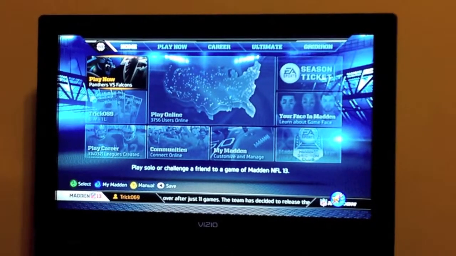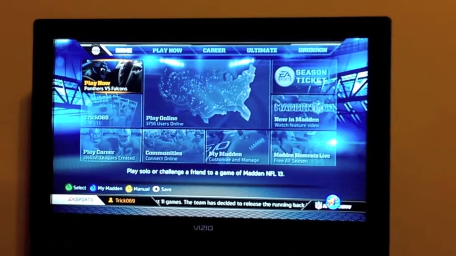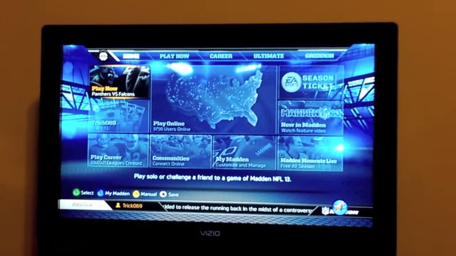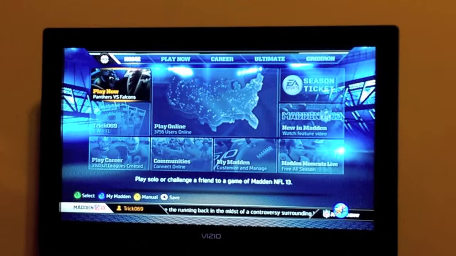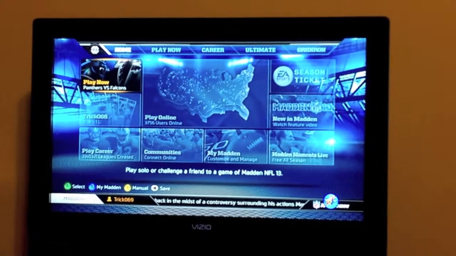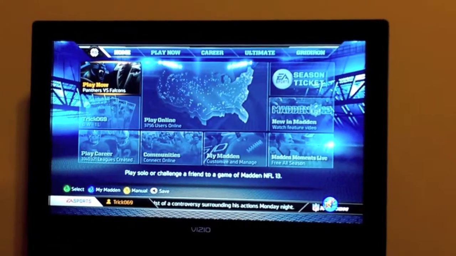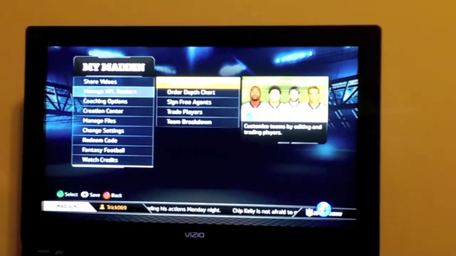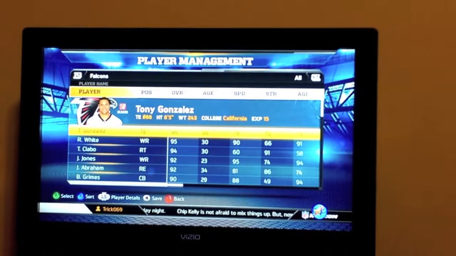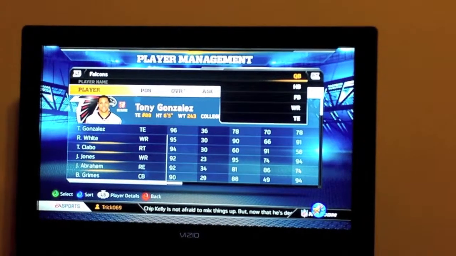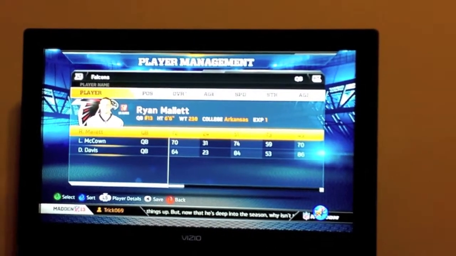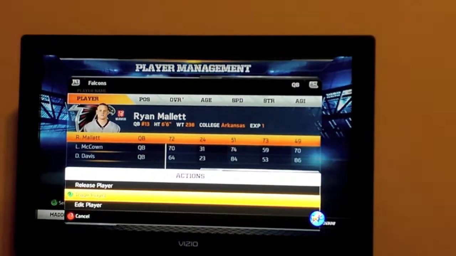So for our project, we use Madden 13 to conduct our simulations. To start with, one of the control variables that we changed was our starting quarterback for the Atlanta Falcons. So if we go to the rosters screen, we can find the Atlanta Falcons. Look at their starting quarterback, Ryan Mallett, and take him off the team.